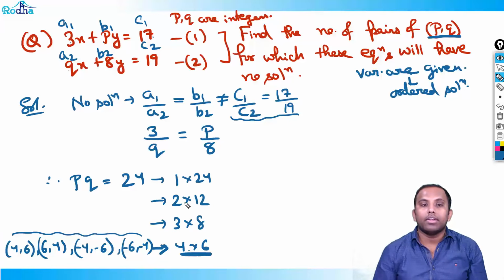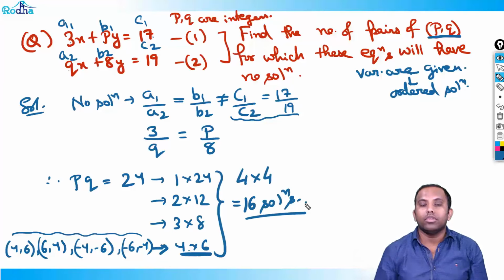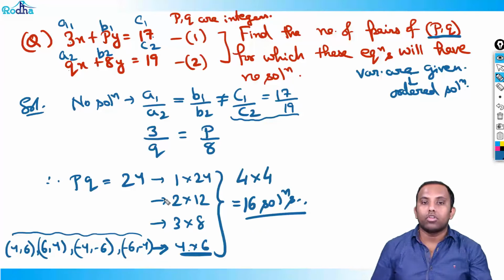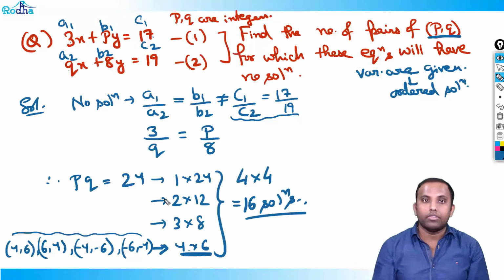So I can simply write here, 4 pairs of ordered solution means there are a total of 4 pairs here. So 4 into 4, that is 16. So we'll have 16 solutions for this question. 16 solutions for this question. Okay, 16 solutions. That's the answer, right?